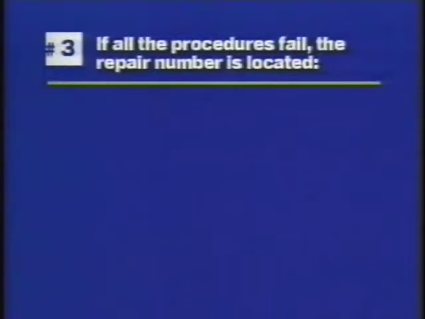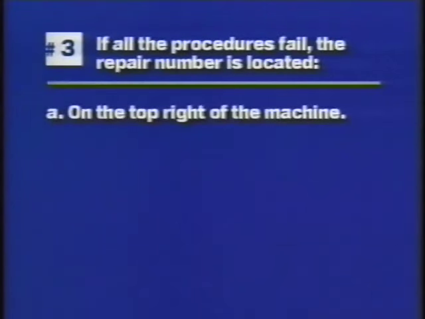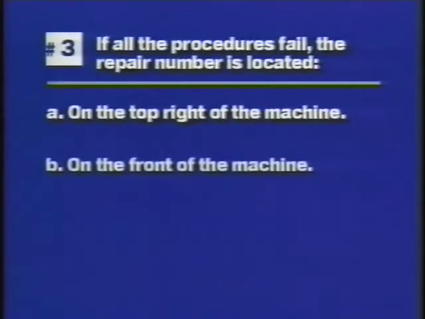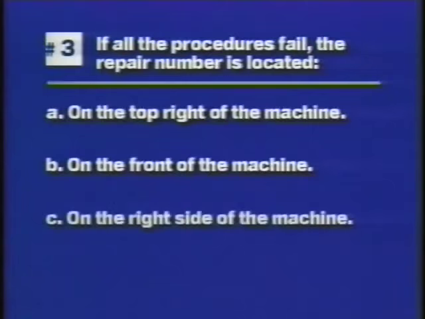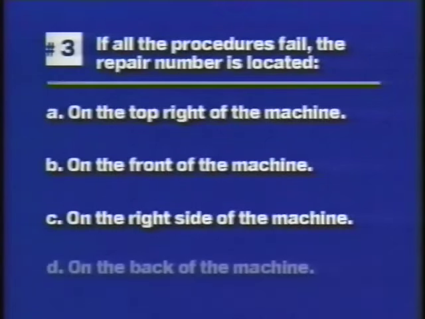Question 3. If all the procedures fail, the repair number is located A. On the top right of the machine. B. On the front of the machine. C. On the right side of the machine. D. On the back of the machine.